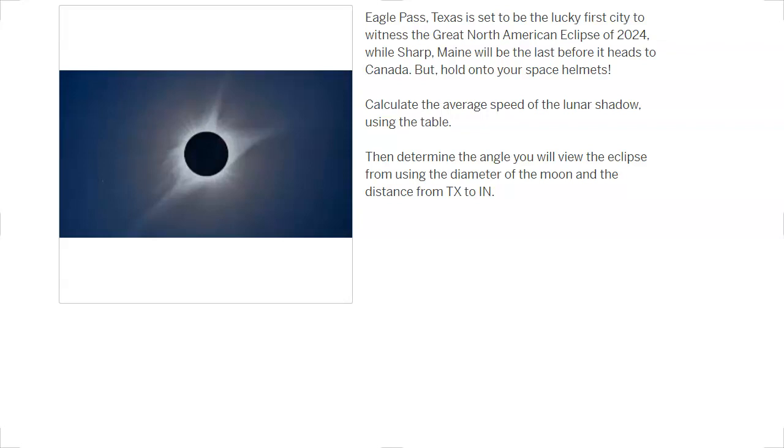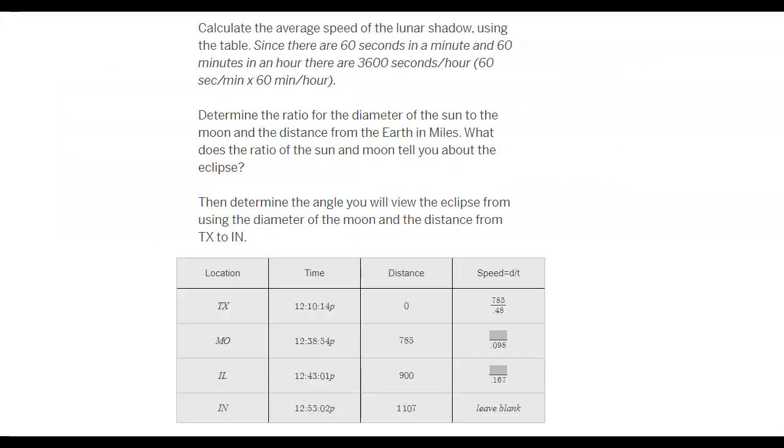Then we're going to determine the angle you will view the eclipse from using the diameter of the moon and the distance from Texas to Indiana. The first thing that we're going to do is calculate the average speed of the lunar shadow using this table. Since there are 60 seconds in a minute and 60 minutes in an hour, there are 3,600 seconds per hour, which is 60 seconds divided by minutes times 60 minutes divided by hours.